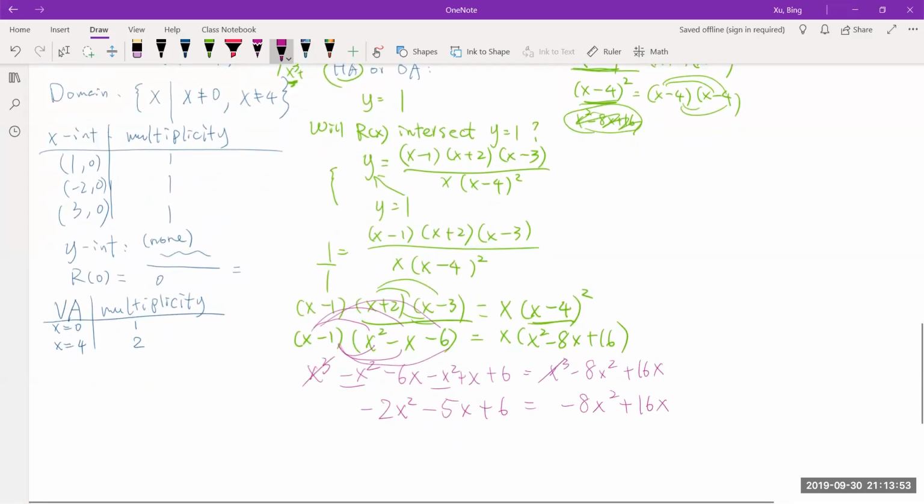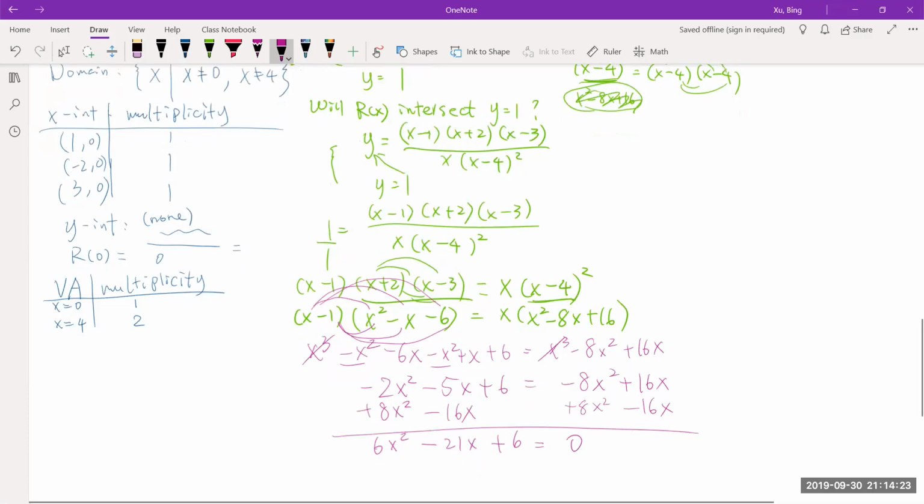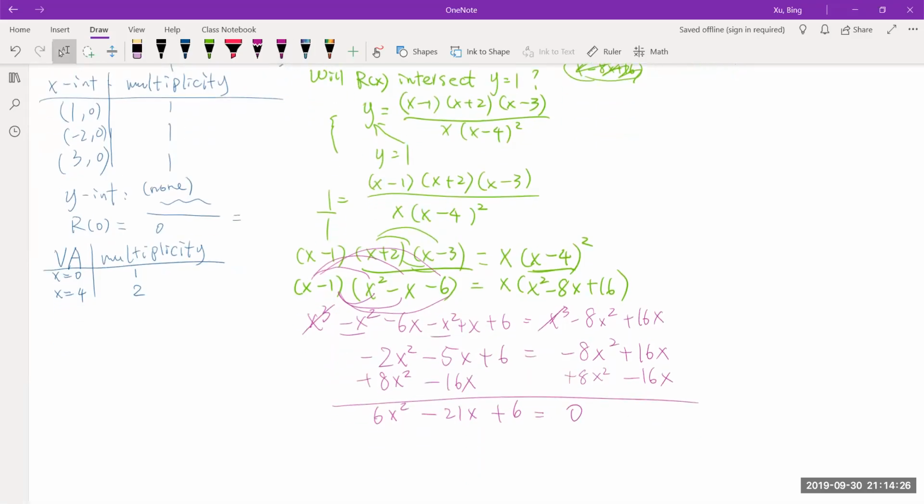All right, move everything to one side. Add 8x squared on both sides. Now subtract 16x on both sides so I can move everything to one side in one step. After that, the right side should be equal to 0. The left side is 6x squared minus 21x plus 6. I know this is not factorable, so I'm just going to go straight to solving.